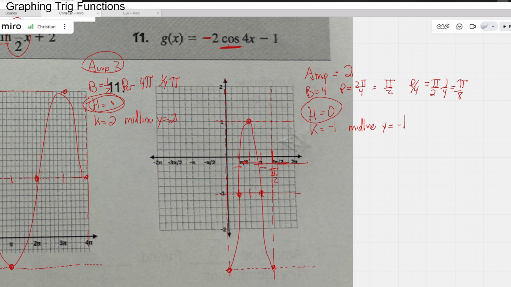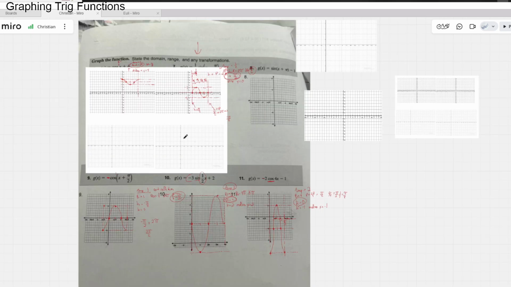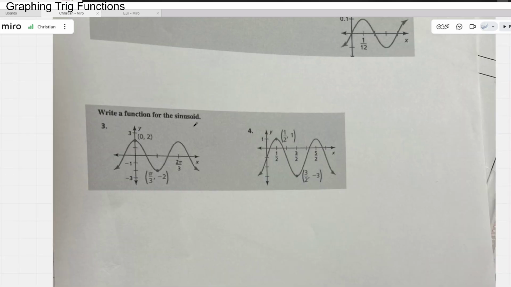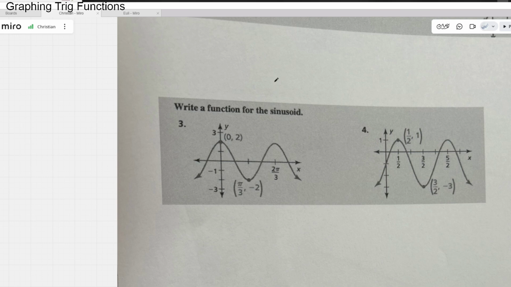All right, I might do some more later tomorrow, but here's some for tonight. All right, look at these two. So now it's going backwards.